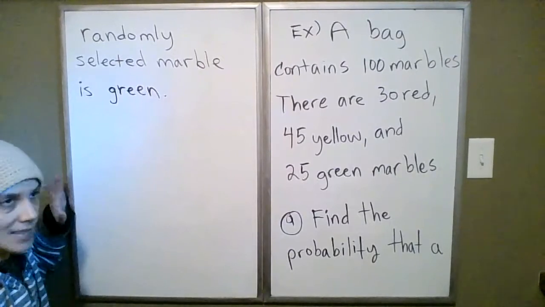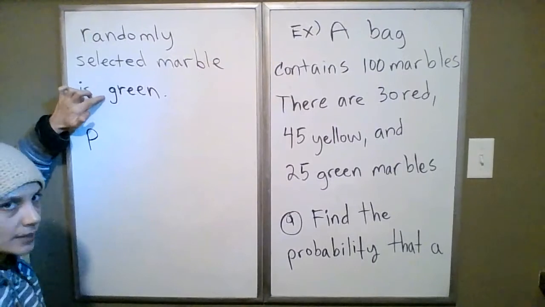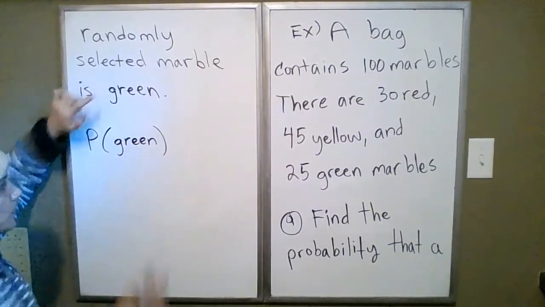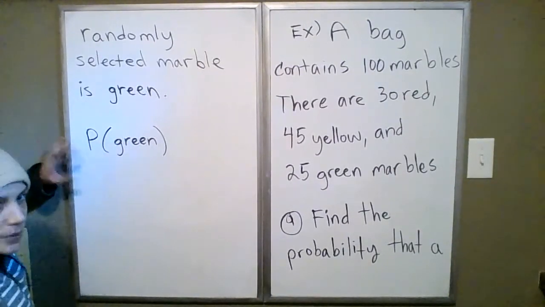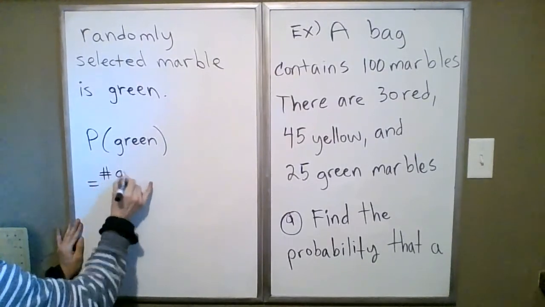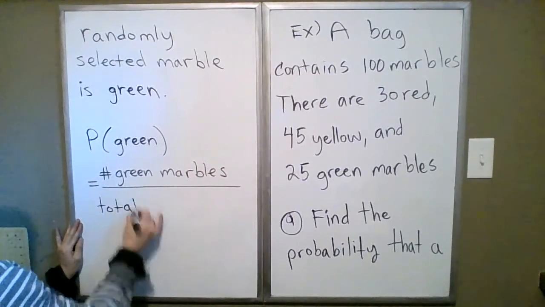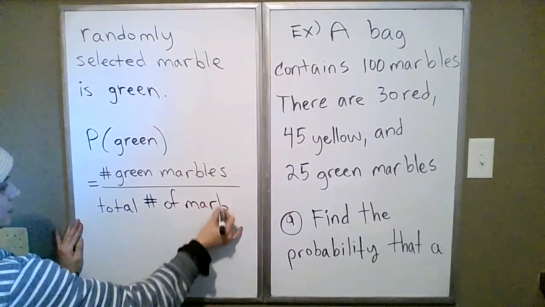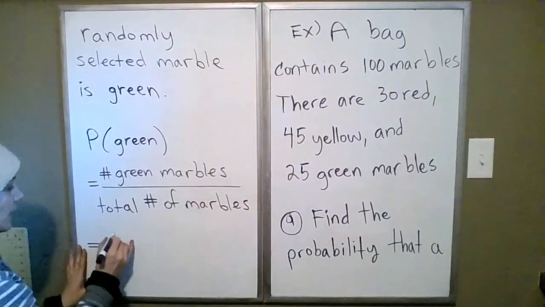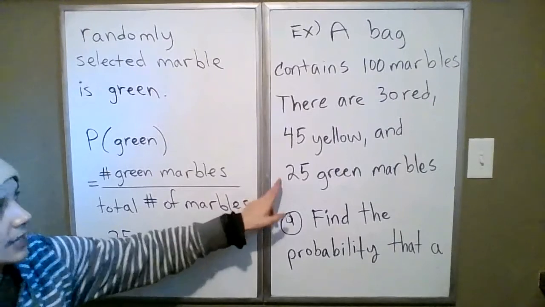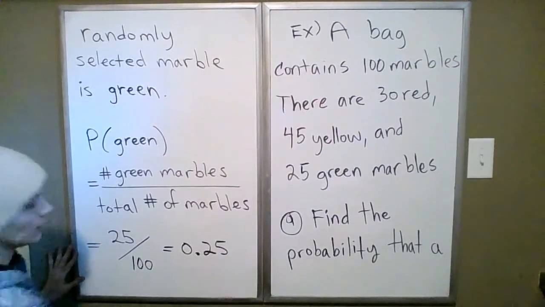Okay, we're going to use this type of notation where I use P for probability of selecting green. To find that, you take the number of outcomes in this event, the number of green marbles, divided by the total number of marbles. For green, it's right here. There's 25 of those to choose from. You can add these together and check, but we're told that there's 100 total. And 25 out of 100 is 0.25.